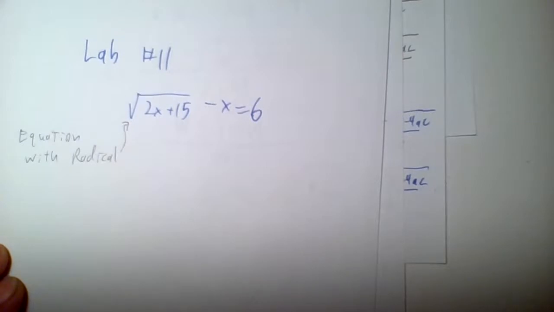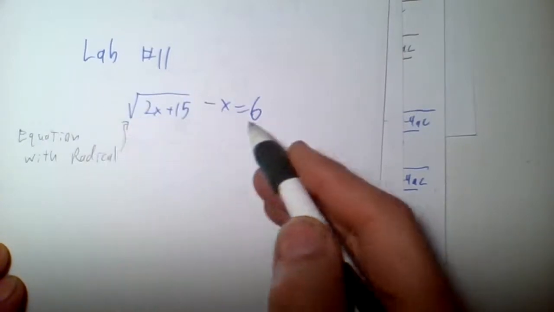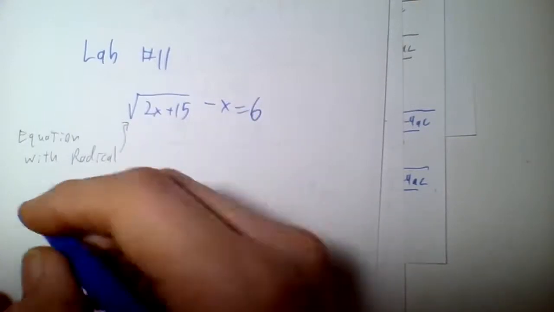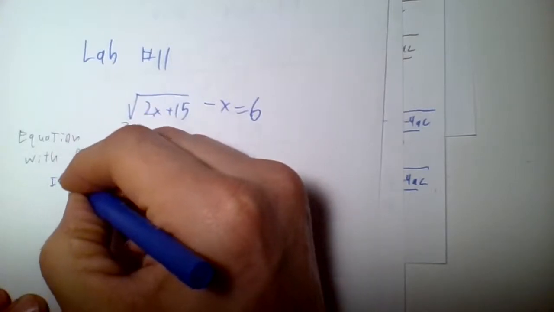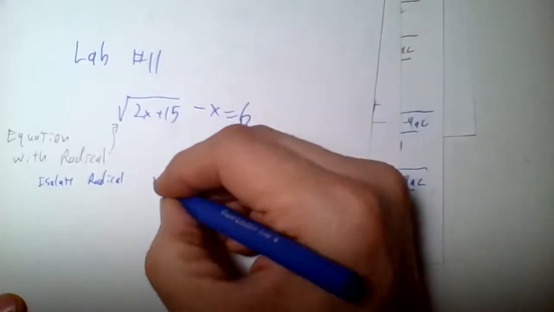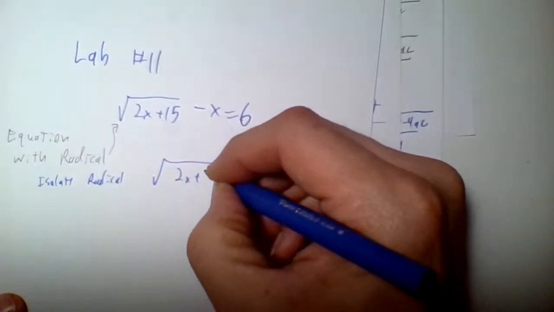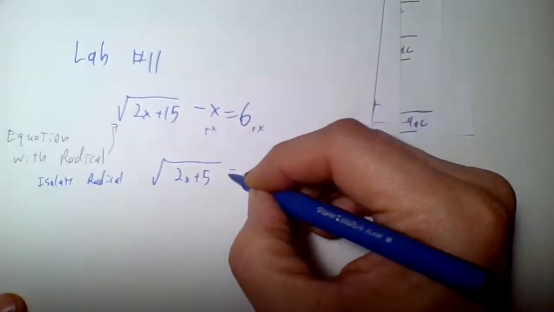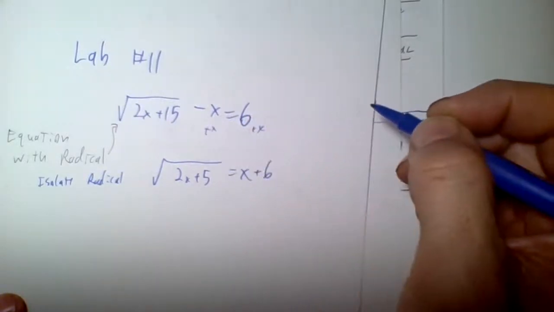But you have to isolate it first. You don't want this whole big thing squared because that would turn into a mess. You want just the radical squared. So that's your first thing to think here. Isolate the radical. I want this by itself. I'm not changing the radical, but I'm changing the others. I'm basically adding x to both sides. So I got x plus 6.